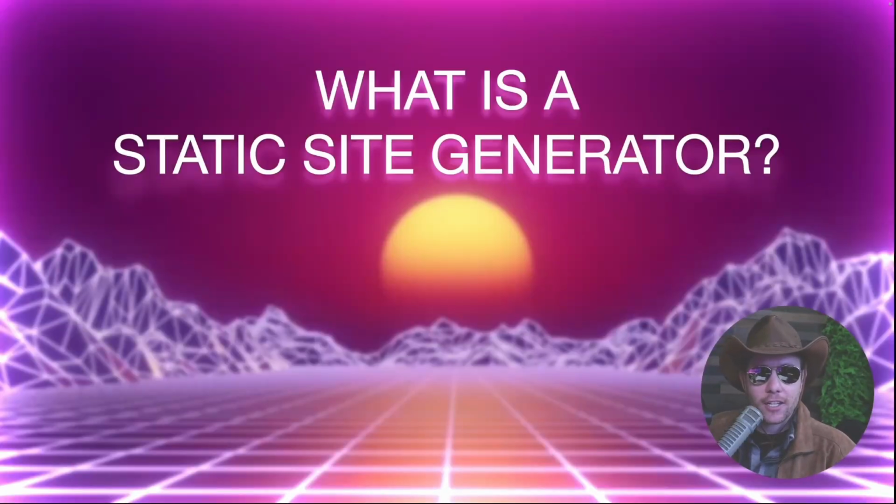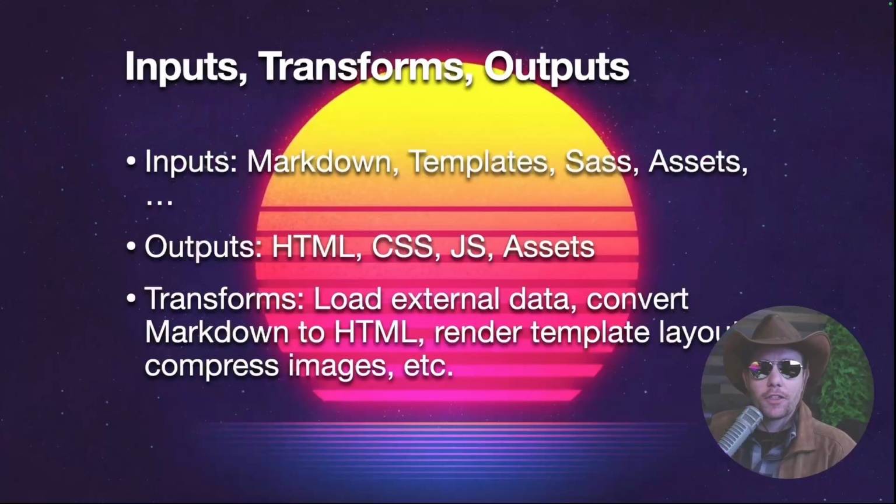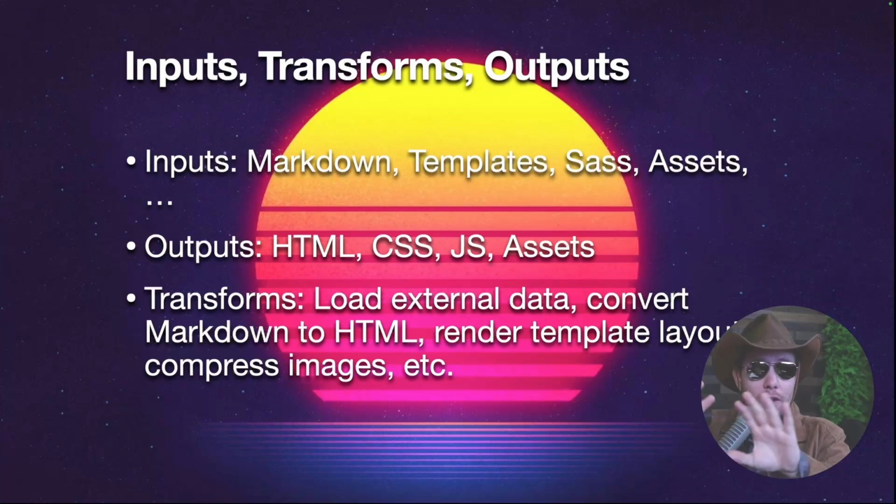So what is a static site generator exactly? You can think of it as involving three pieces: inputs, outputs, and the way that you transform the inputs to the outputs. The inputs are something like Markdown, which is where you write your content in a convenient way. And then you have a template, which represents the layout without the content. Then you might have Sass, which is an easier way of writing CSS. And you might have assets like images and fonts. Well, what's the output?